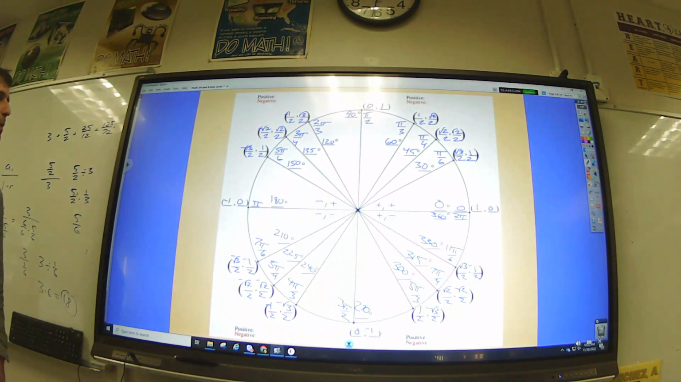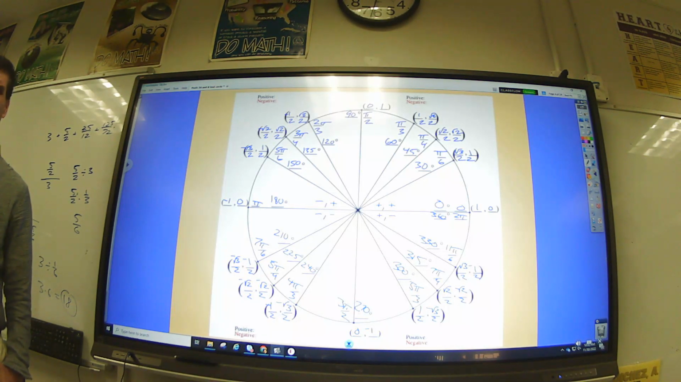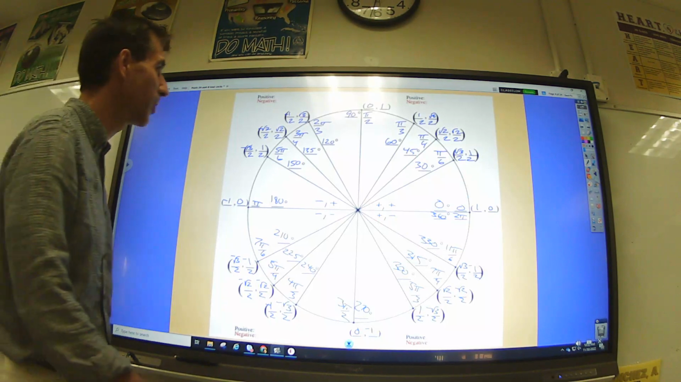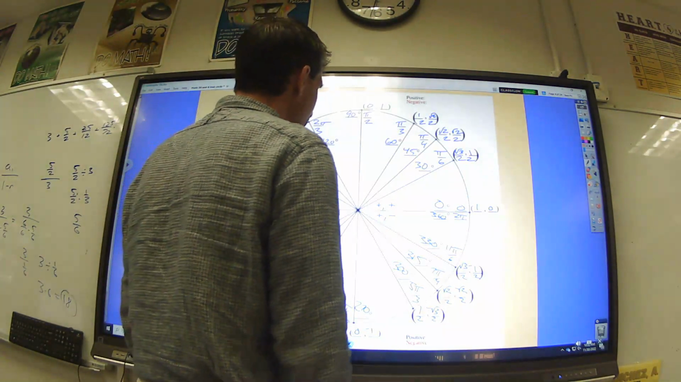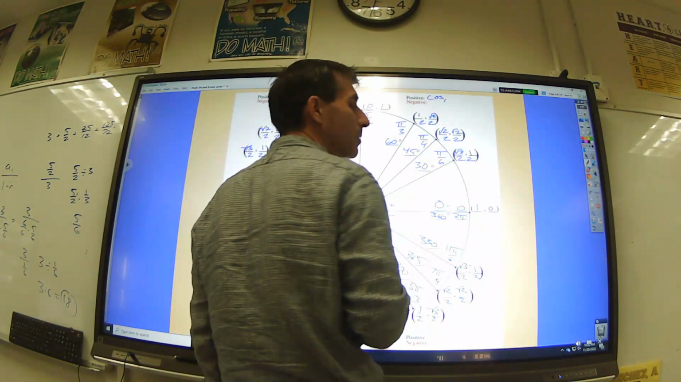Okay, let's do our sines and cosines. What is sine? Y. Which one's x, which one's y? Sine is y, cosine is x. The way I remember it is alphabetical: C comes before S, just like X comes before Y. I don't know if that works for anyone except me. Everything's positive here, so cosine is positive.